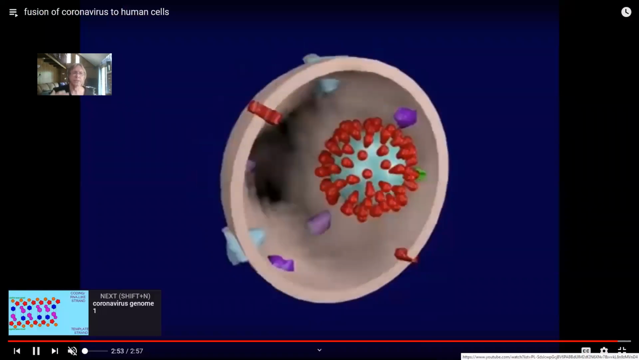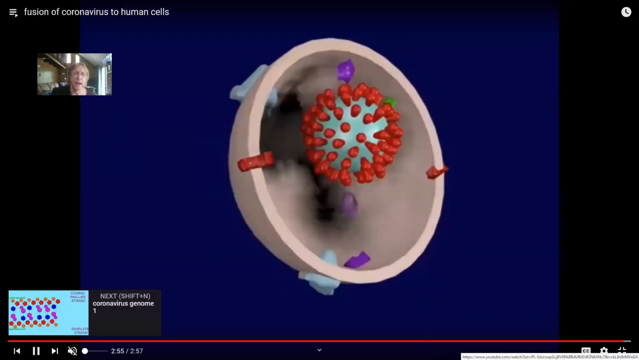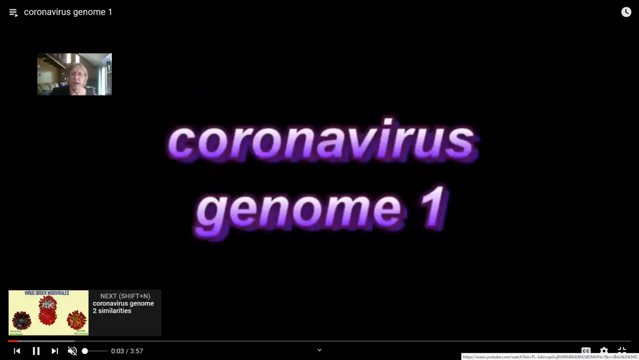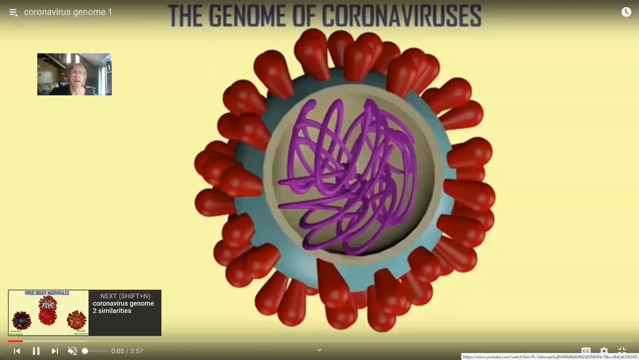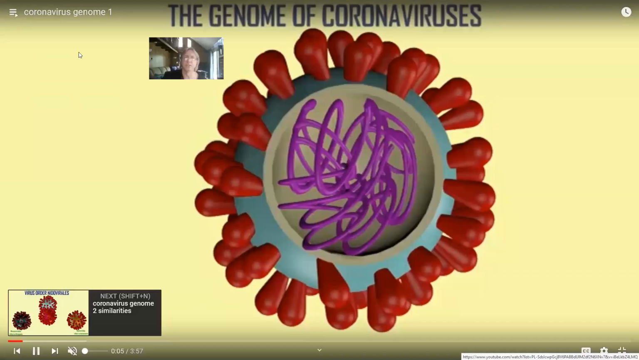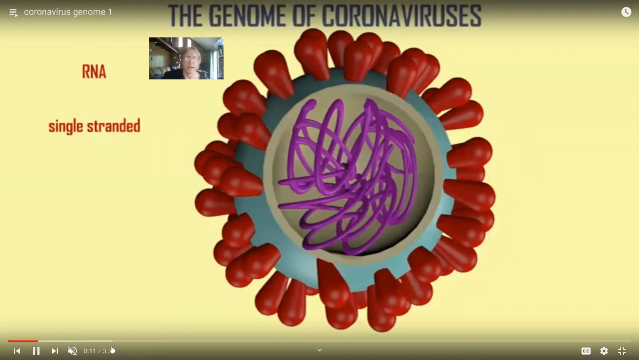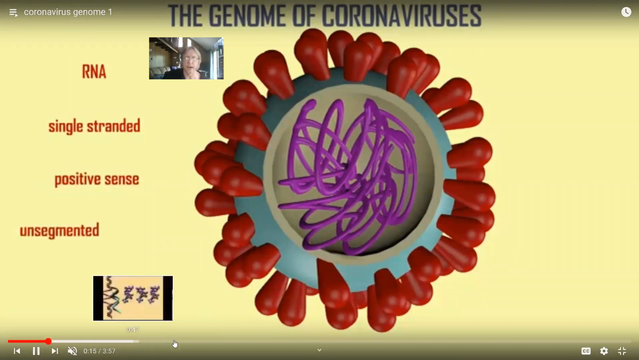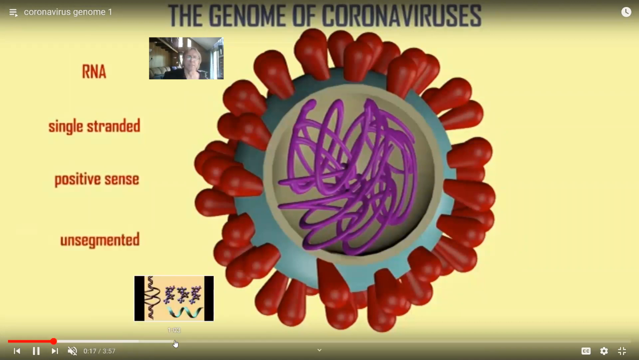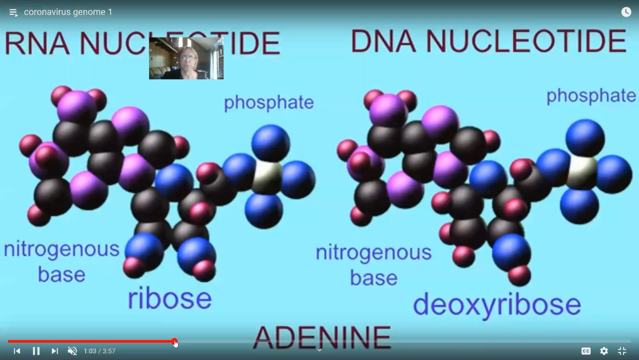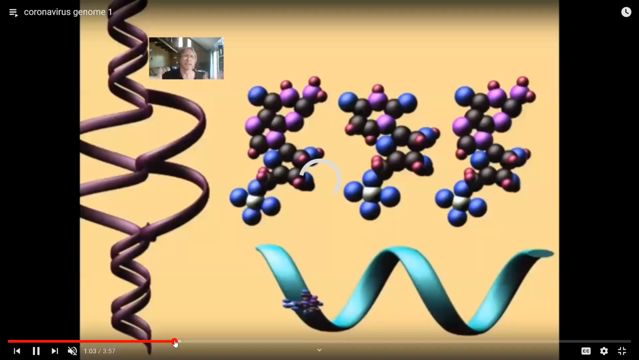So once it fuses, now the RNA molecule is then released into the human cell. Unlike, say, flu viruses, where the genome may come in pieces, the genome of coronaviruses is all on one big piece of single-stranded RNA. It's what's called positive sense, which I explain in the video, but it is a little more complex. So let me just quickly explain it, and once again, the video will go into greater depth.